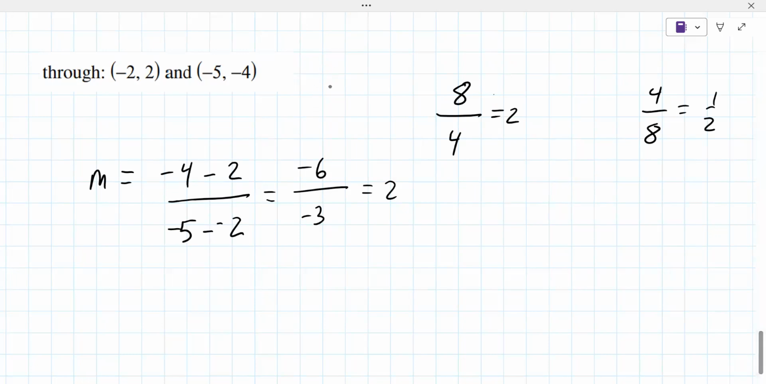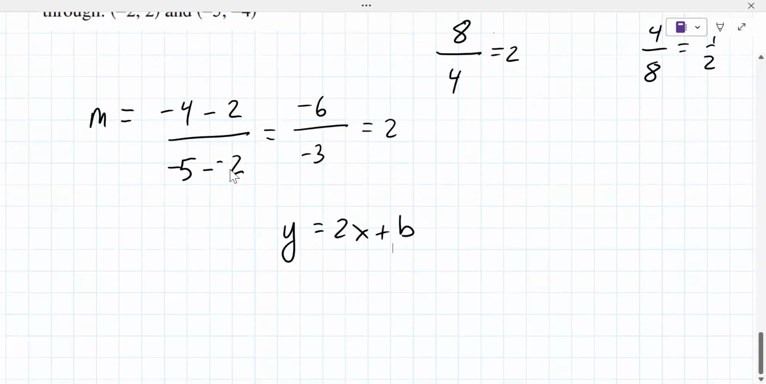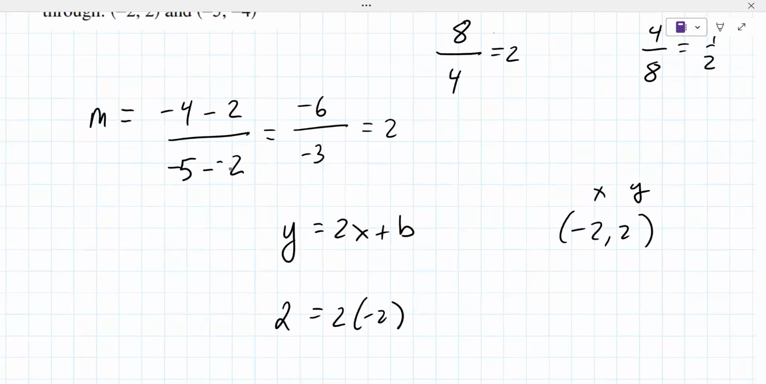so now we're going to write y equals 2x plus b. Which point do you want to use? -2, 2 or -5, -4? And you should have a reason for it. Don't just pick one because it's not like flipping a coin. You should have a good reason for it. -2 with 2. Okay, so we're going to use -2, comma 2, x and y. So that means y is 2, x is -2 plus b.